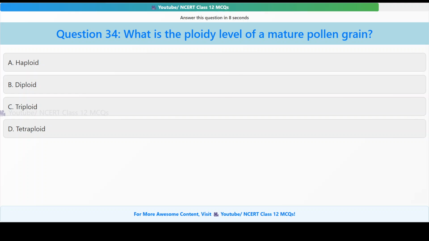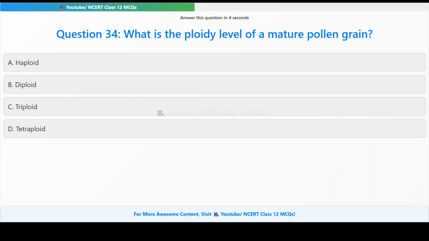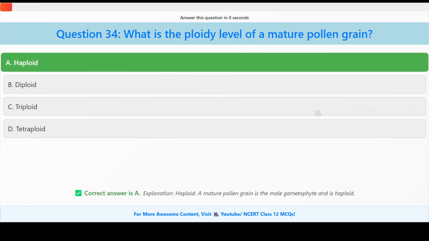Question 34. What is the ploidy level of a mature pollen grain? Haploid. A mature pollen grain is the male gametophyte and is haploid.